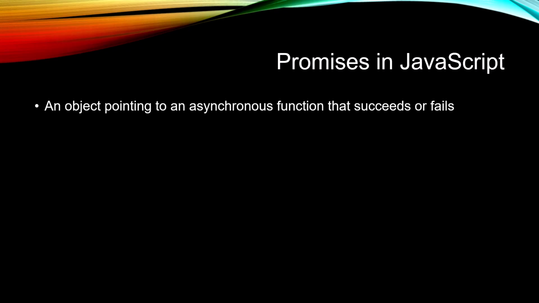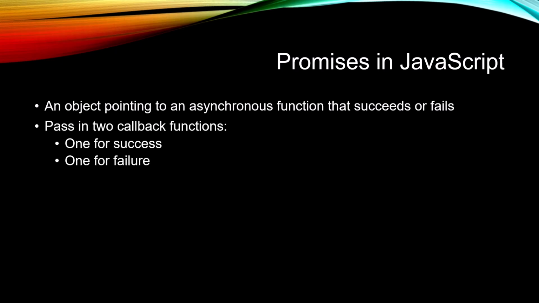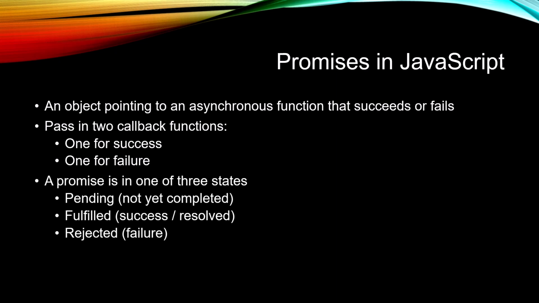A promise in JavaScript is an object pointing to an asynchronous function that either succeeds or fails. You pass in two callback functions, one for success and one for failure. A promise is in one of three states: pending, which means it hasn't completed yet; fulfilled, where it's been successful or resolved; or rejected, which is a failure.